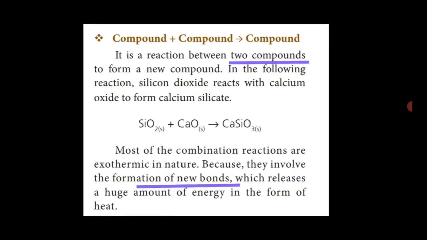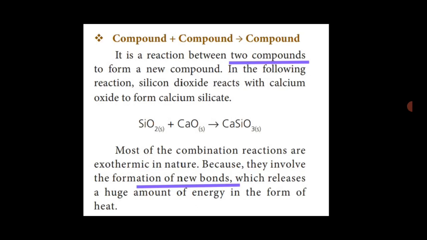The third type of combination reaction is compound plus compound gives compound. So two compounds react to form a new compound. In the following reaction, silicon dioxide reacts with calcium oxide. The silicon dioxide and calcium oxide are compounds, and they form calcium silicate. Calcium silicate is also a compound. This is a new compound.